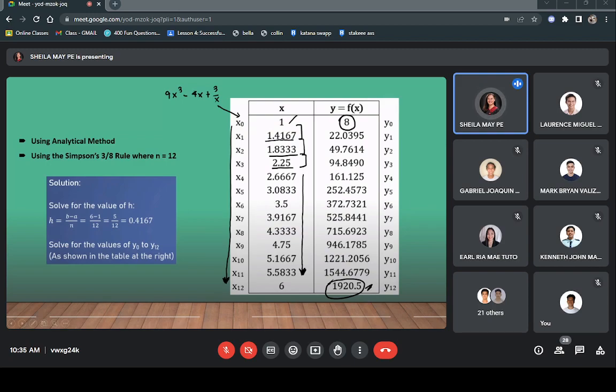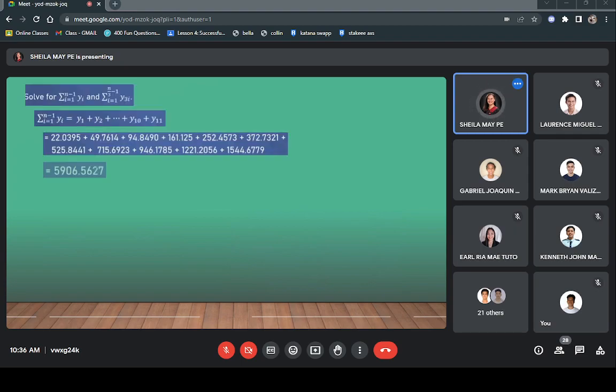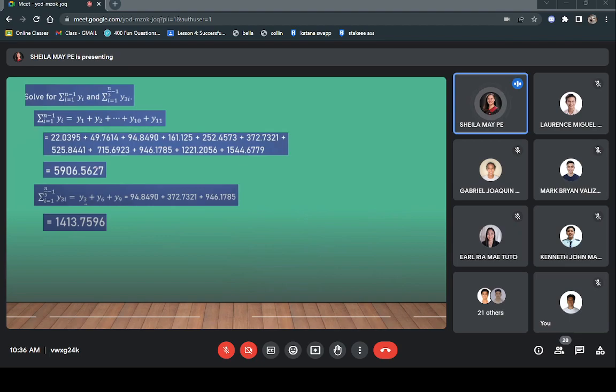And eventually, you will get 1413.7596. Right? Then the values for the formula are complete. Then the approximate value for the integral using Simpson's 3/8 rule is, we have this formula, right?